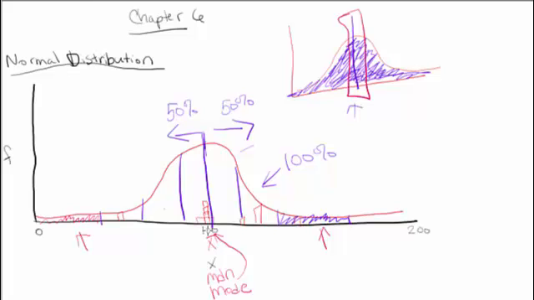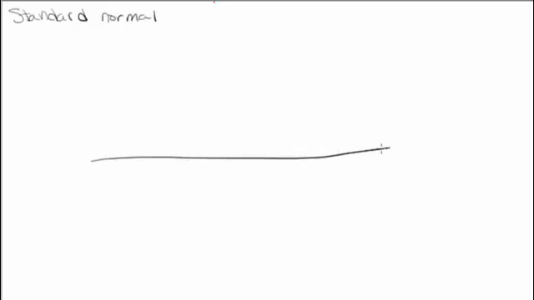Now, knowing that, what is all of this business about a standard normal? So let me write that real quick. Standard normal. What are we talking about here? It's the same thing. Still our normal distribution. But instead of raw scores down here, we're going to put z-scores.